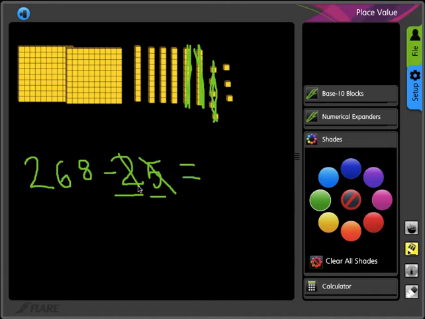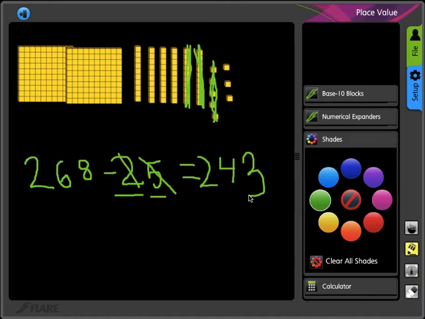So what's our answer? We still have our 200s. How many 10s do we have? We now have 4 10s and how many 1s? 3 1s. So 268 take away 25 is 243.